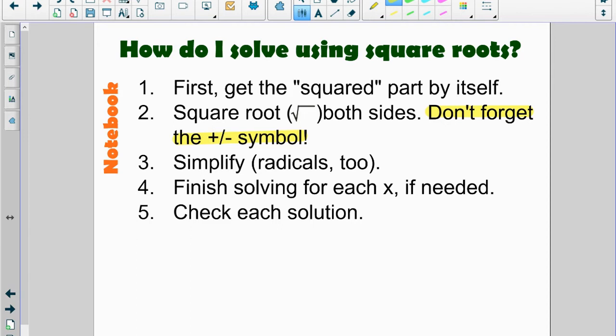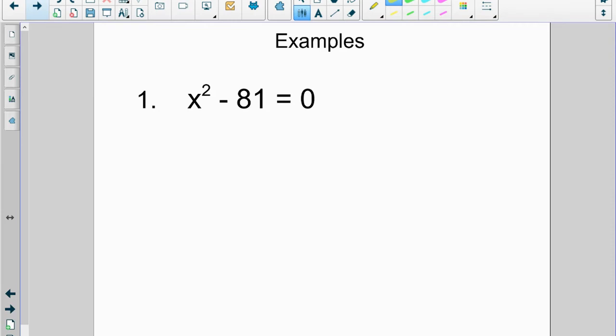Then the third step, we simplify, including any radicals. If they're not perfect squares, they should be something that you can simplify. And then number 4, finish solving for each x value, because remember, there's going to be two solutions. And then finally, it's a good idea to check your answer by plugging it back into the original equation. So let's look at our first example.